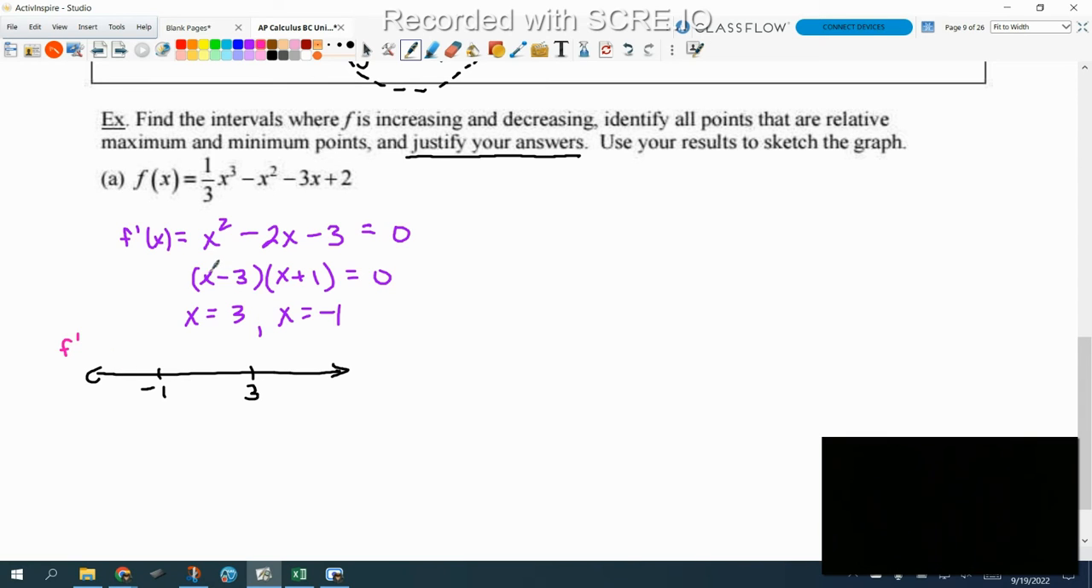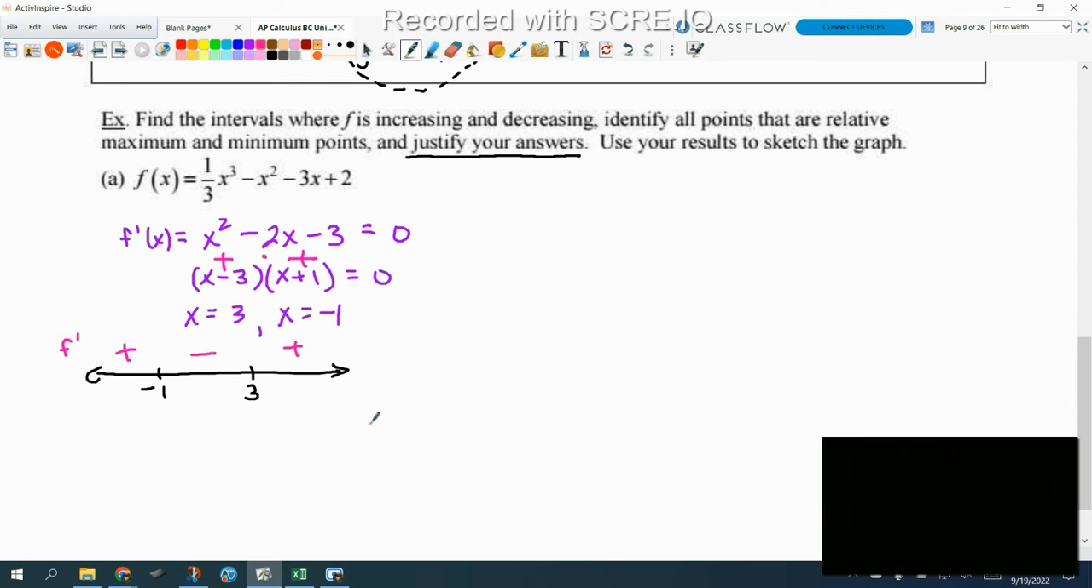All right, so -2. Negative 2 minus 3 is a negative, and negative 2 plus 1 is also a negative. A negative times a negative is a positive. All right, let's go with 0. 0 minus 3 is a negative. 0 plus 1 is a positive. So negative times a positive is a negative. And then 4. 4 minus 3 is a positive. 4 plus 1 is a positive.